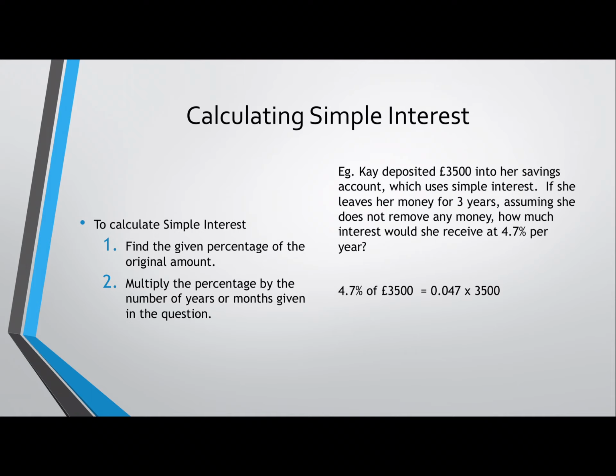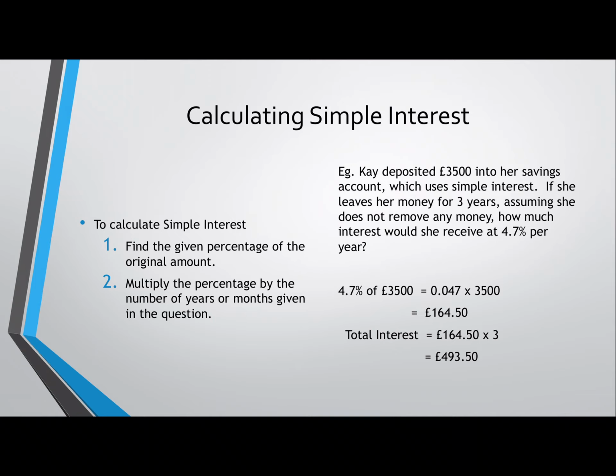So we do 0.047 times 3,500, and that is £164.50. So that's how much interest we get for 1 year. Because it's simple interest, our total interest becomes that amount times 3. So we times it by 3, and the total interest that Kay would get would be £493.50.